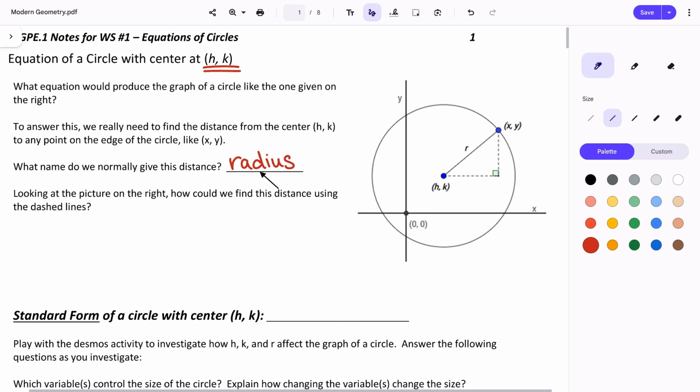Now, what I'll do in a minute here is I'll throw in some numbers and kind of play around with this. But when I look at the picture that's drawn here, they connected the center to (x, y) and we called that the radius. But then they drew in these other sides here. What are they creating here? What kind of triangle? A right triangle. What have we used in the past with right triangles if I knew how much some of the sides were to solve for a missing side?